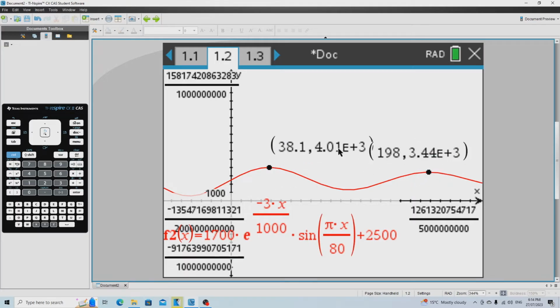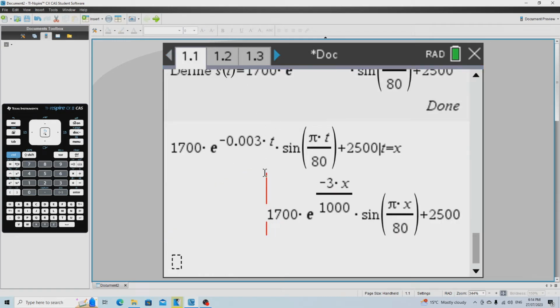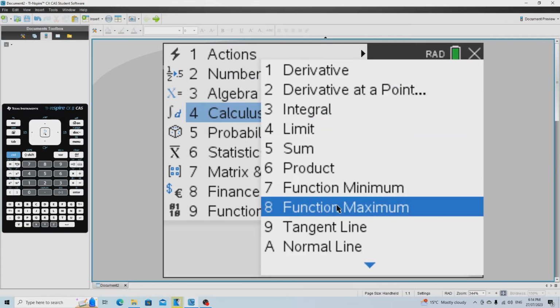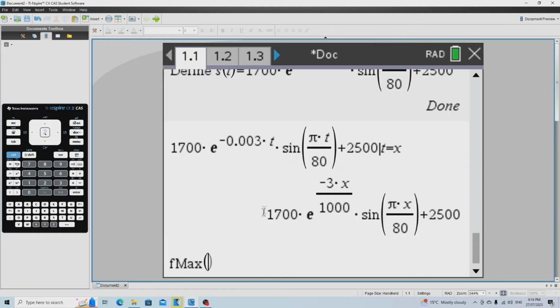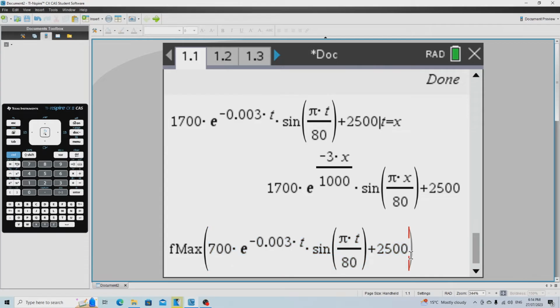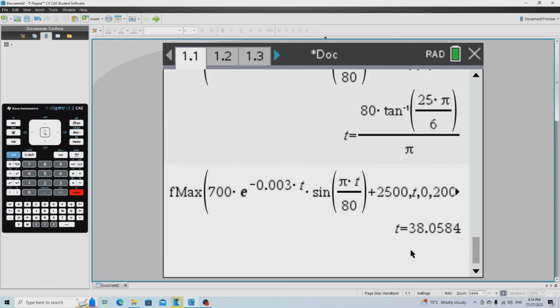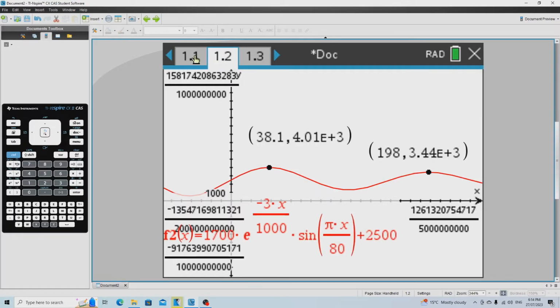So let's do that. We're saying to find the average rate of change at the maximum peaks, so it's close to 200. I'm just going to get the exact number. To get the exact number, we go on calculus, maximum of the equation, comma t, comma, from 0 to 200. Okay, it still gives us 1. Why does it give us 1? We just want this one too.